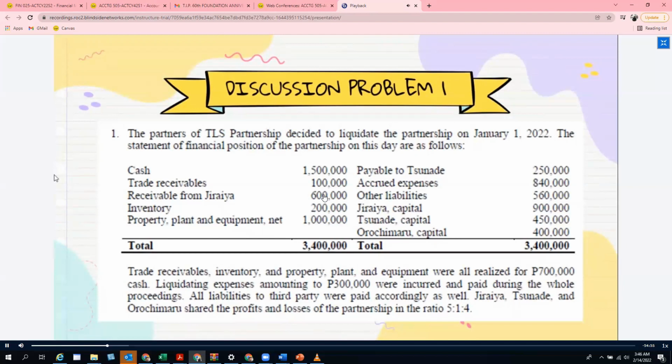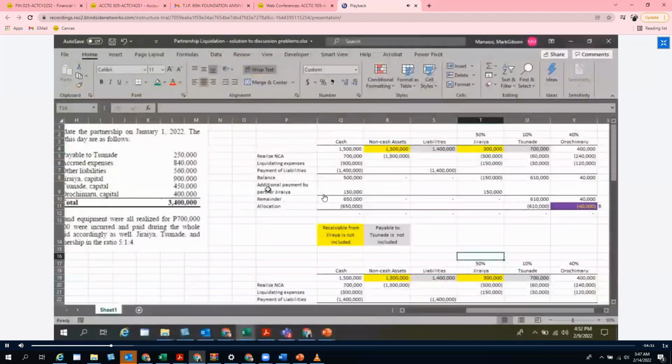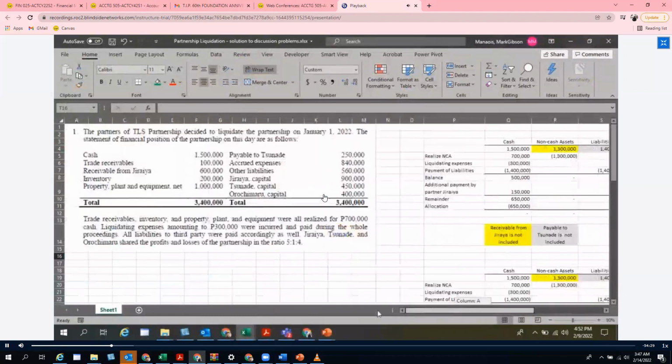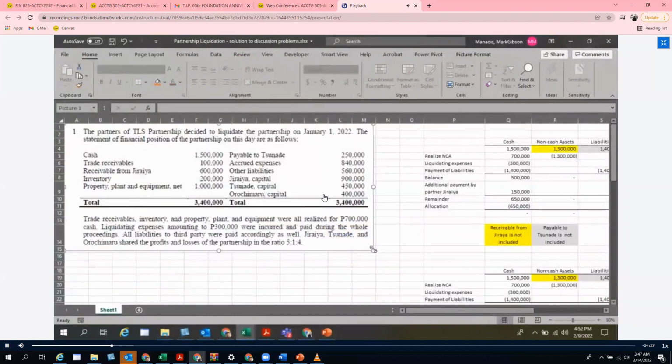So let's also find out later how are we going to account for these liquidating expenses. All liabilities to third party were paid accordingly as well. Jiraiya, Tsunade, and Orochimaru shared the profits and losses of the partnership in the ratio 5:1:4. O, sige. Bear with me, medyo mahaba tong mga problems natin on partnership. No? But this is very, like I said, procedural. No? Okay, so let's have problem 1.